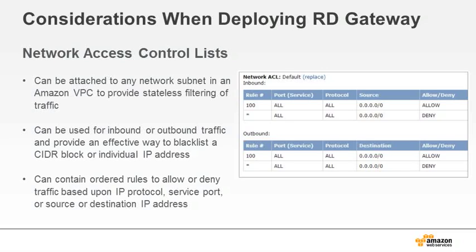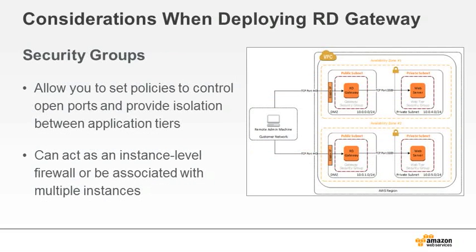Obviously, it's an effective way to whitelist or blacklist CIDR blocks or individual IPs. And you can create ordered rules. The rule numbers are executed in order until one rule is found that matches the traffic, and that rule is then applied. Security groups are at the next layer in. So network ACLs are between subnets. Security groups are on the instances.